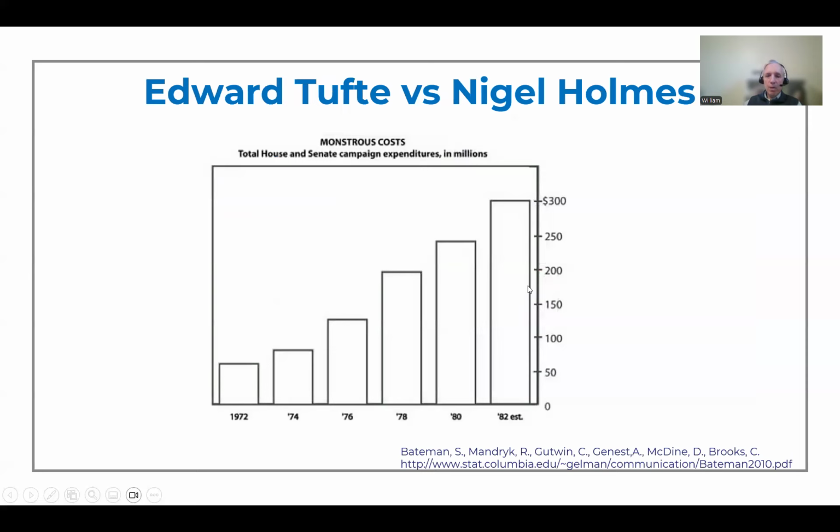So there's been a lot of discussion on this, and so this is total House and Senate campaign expenditures in millions over the years from 72 to 82. And it's up to 300 million in 82 estimated. And this is drawn Edward Tufte style. So, just the facts, ma'am. I've got just barely enough ink on here to communicate this. So this would be an Edward Tufte style chart.